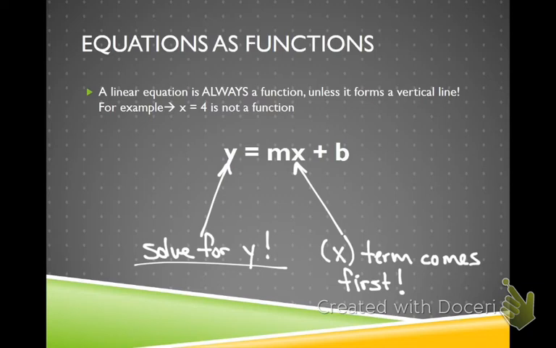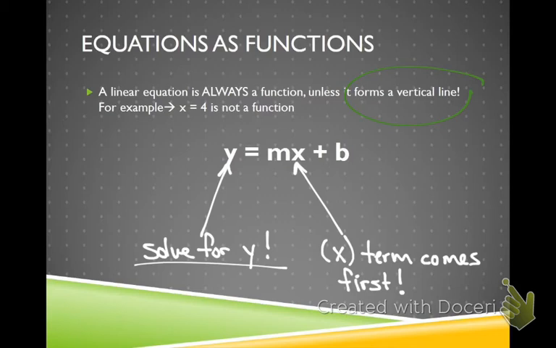And now let's read the statement up here. A linear equation is always a function unless what? It forms a vertical line, because guess what? If it's a vertical line, it doesn't pass the vertical line test. Remember that vertical line test that we did? If it is a vertical line, it's going to fail that miserably. Obviously, it would hit it on like every single point, right?